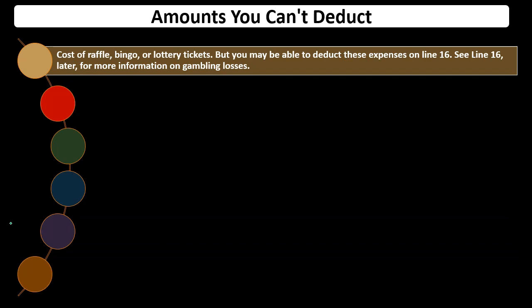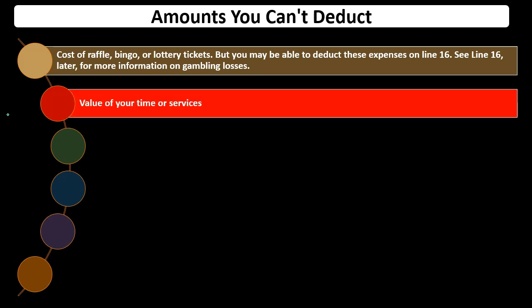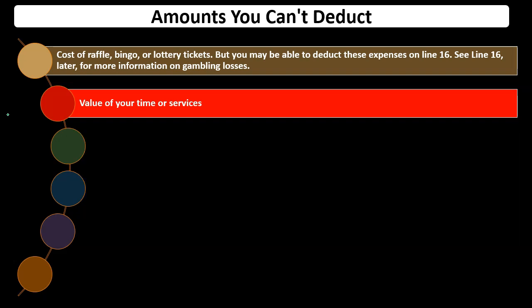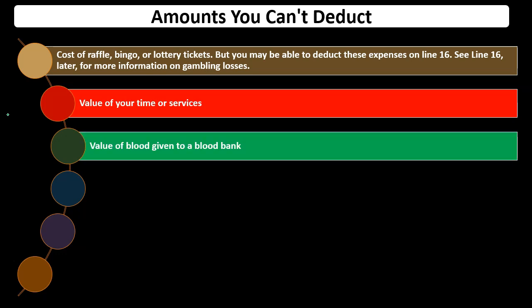Amounts you can't deduct, continued. Cost of raffle, bingo, or lottery tickets, but you may be able to deduct these expenses on line 16. See line 16 later for more information on gambling losses. So that would be gambling losses as opposed to charity. Value of your time or services. So typically, if you're donating time to a charitable organization, say if you go to a dinner and you're helping out with the serving of the dinner and things like that, then typically you don't have a charitable contribution with regard to that type of charitable donation.